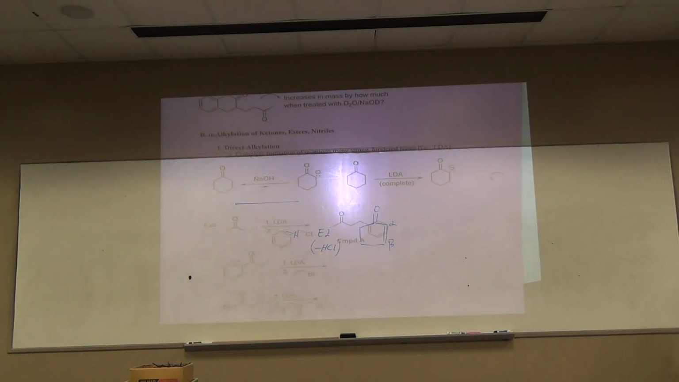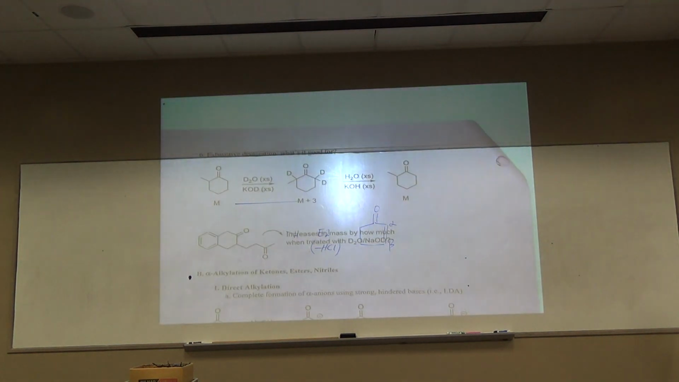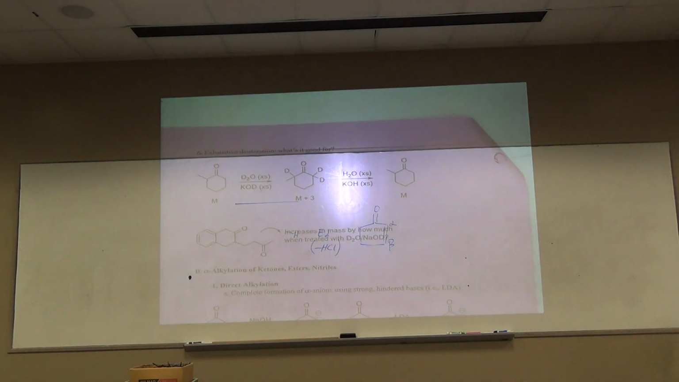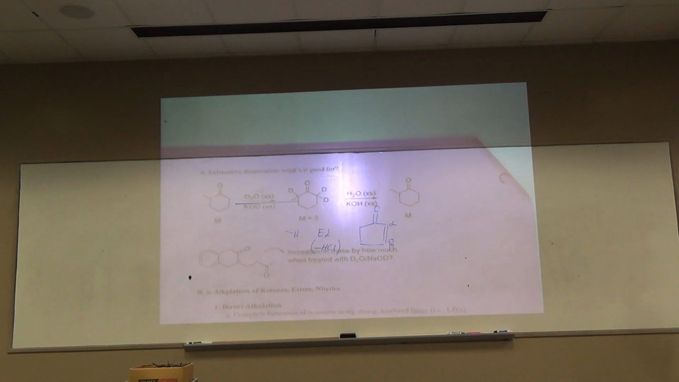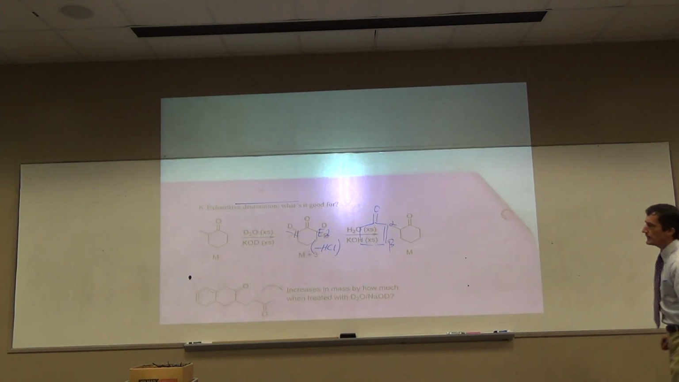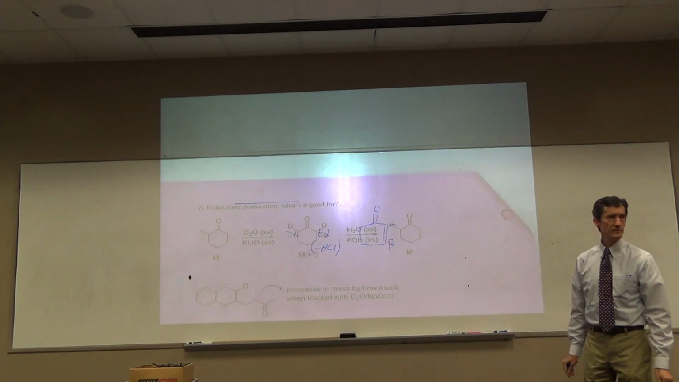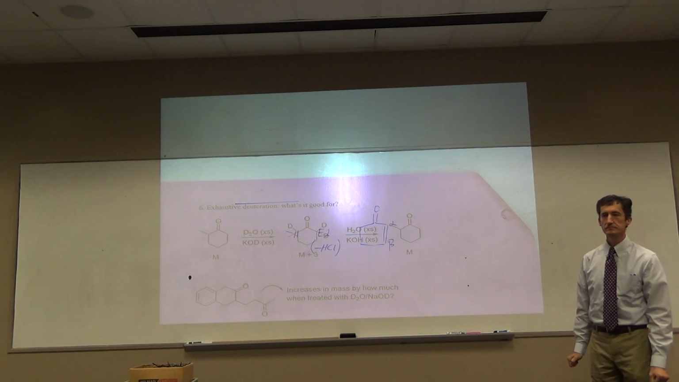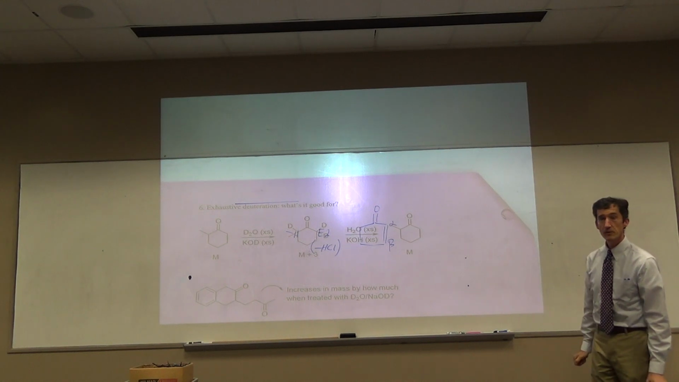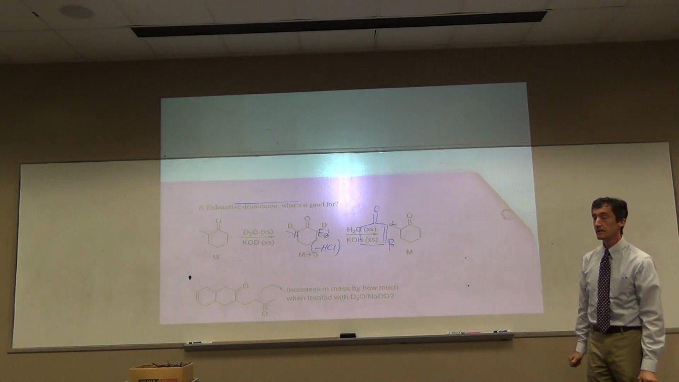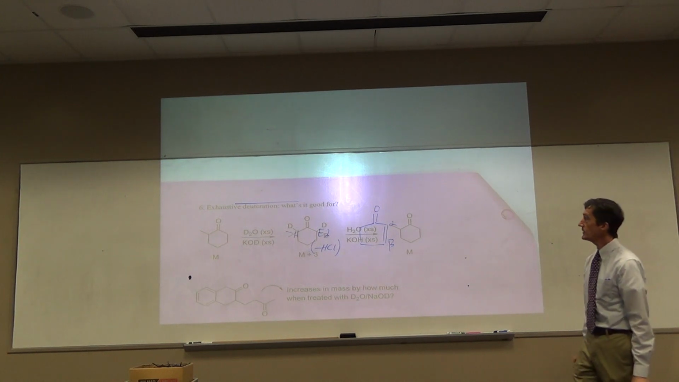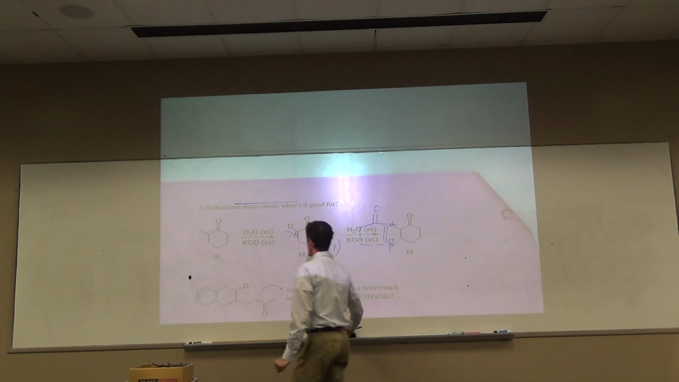Number 6. Not quite sure what numbers 1 through 5 were, but I'm sure they're on the previous pages. And I'm not sure what heading we're under, but this is number 6. What is the heading we're under? Alpha halogenation. This is number 6 under alpha halogenation? Yep.